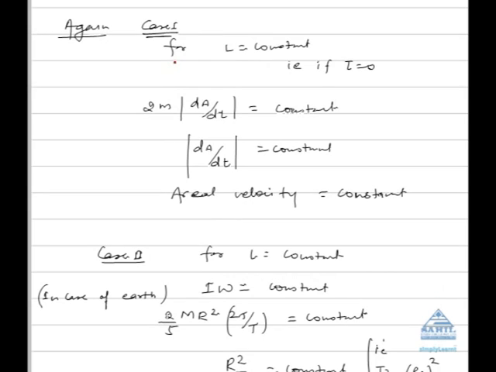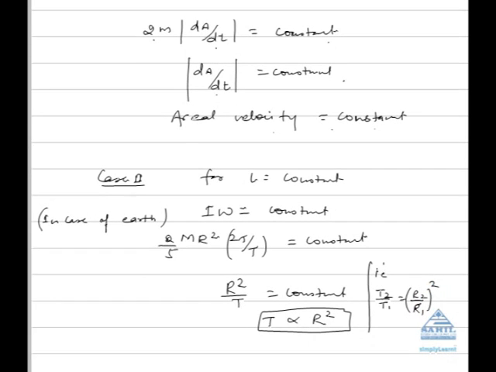Case 1. For L is equal to constant, that is if no torque is applied, d by dt of 2m dA by dt is equal to constant. That is dA by dt is equal to constant, which means the areal velocity of a body is constant. This equation is generally used for Kepler's second law, in which if no torque is applied on a body, then a planet sweeps equal area in equal interval of time. This is because angular momentum is constant, and that's why the areal velocity of a planet is constant.